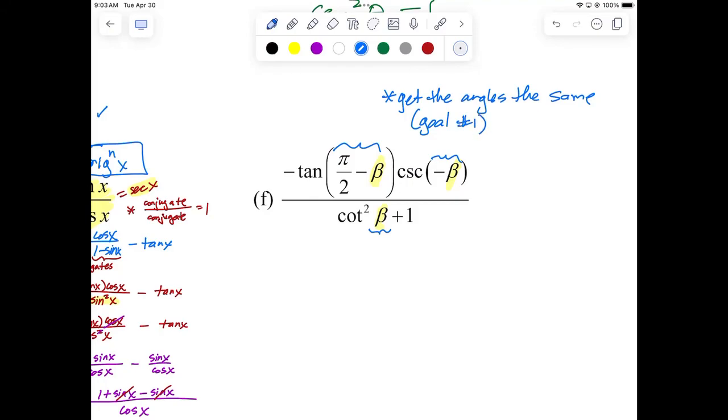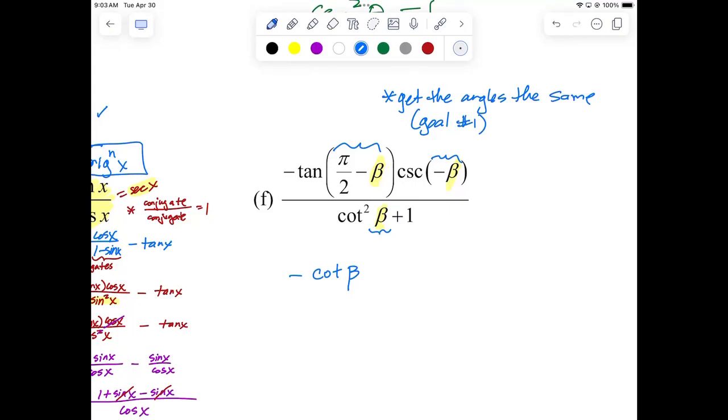If your angles are not the same, you cannot use the identities to combine things. It does no use to try to combine them. They're different functions. If the angles are different, they're different functions. So let's try and get the angles the same. Let's look at the first one. Tangent of pi halves minus beta. What's that equal to? Cotangent of beta, right? That's the cofunction identity. Thank you, Lawson. Tangent of pi halves minus beta is equal to the cofunction cotangent of beta. So that takes care of that one.